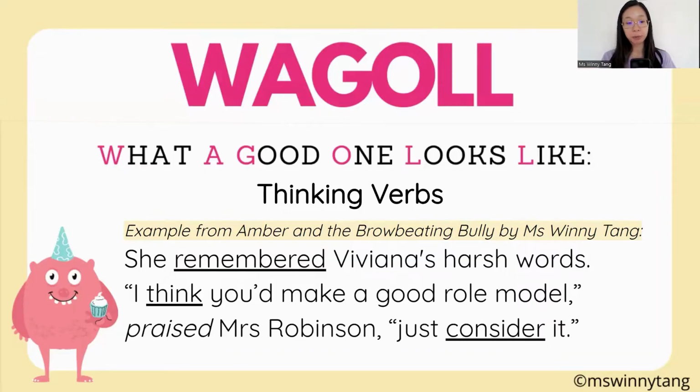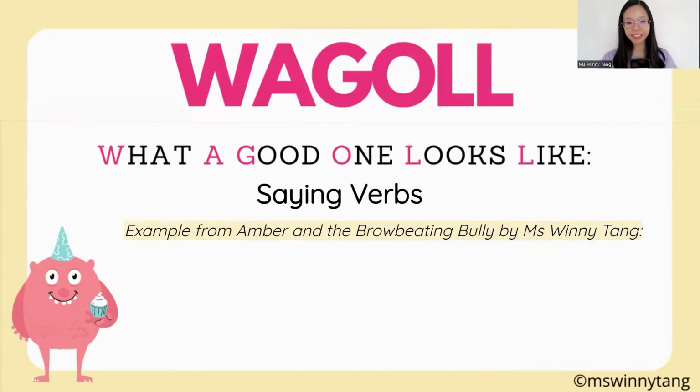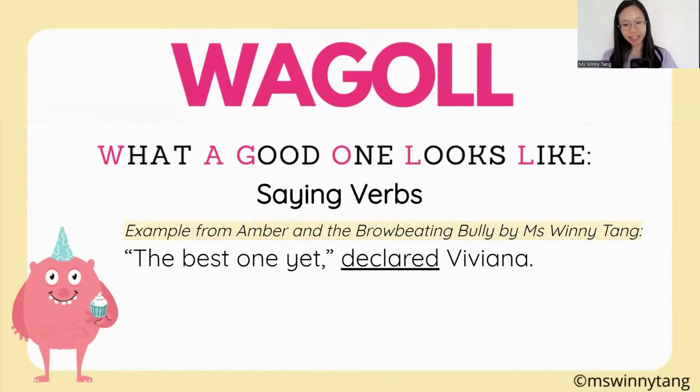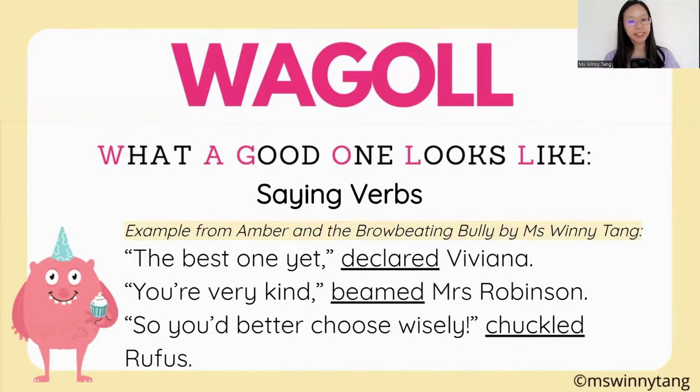And then I've put praised, and praised is how Mrs. Robinson is saying those words. Saying verbs. So that leads us to our saying verbs. The best one yet, declared Viviana. So that's how she's saying it. She's not just saying it, she's declaring it to everyone. You're very kind, beamed Mrs. Robinson. So you'd better choose wisely, chuckled Rufus. So you've got your saying verbs as declared, beamed, and chuckled.